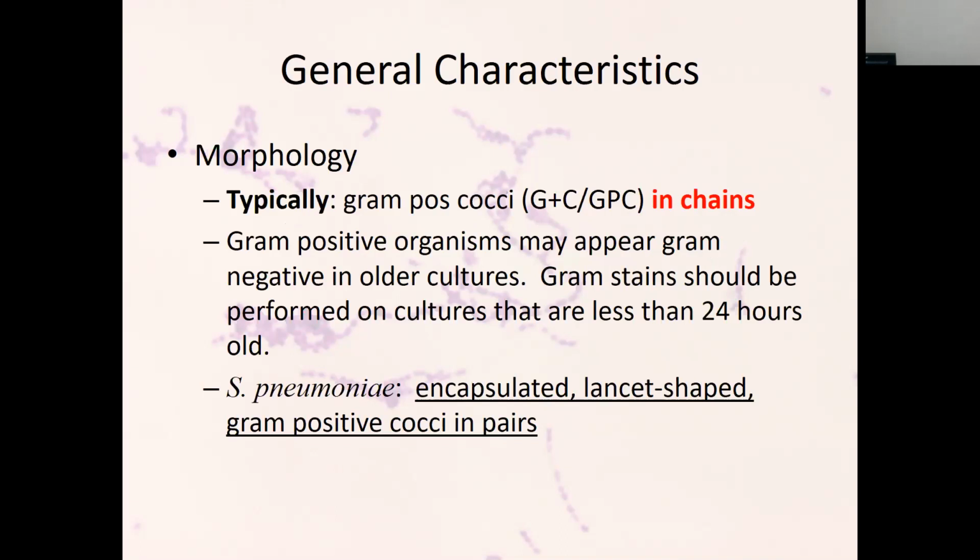All right, so gram-positive organisms can appear gram-negative in older cultures. In real-life clinical micro, we don't get a whole lot of older cultures, right? We're setting things up one day and looking at them the next. So most of our stuff is really 1 day growth and not much more than that. They always say do a gram stain on something less than 24 hours old. So if we do a gram stain next week on the strep, it may be more than 24 hours old and it may not be as purple as you would like it.